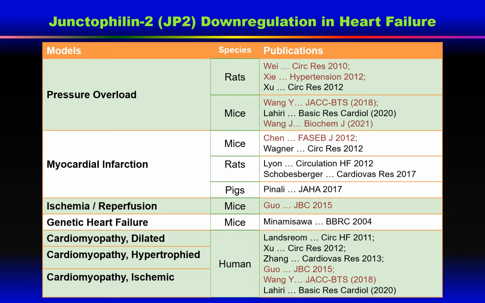Unfortunately, this important EC coupling structural protein is downregulated in diseased hearts. Here is a summary of publications that report Junctophilin-2 downregulation in different heart disease models, including human cardiomyopathies of different etiologies. These red highlighted papers are from our own group.